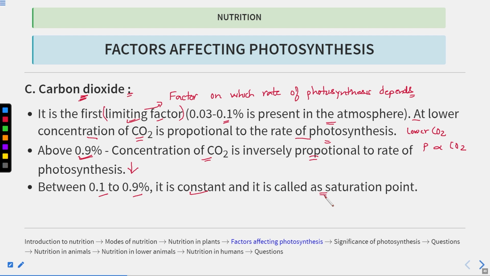Initially, when you increase the concentration of carbon dioxide, the rate of photosynthesis also increases. Then it becomes constant. That is known as the saturation point. Then further increase of carbon dioxide will lead to a decrease in the rate of photosynthesis. Now, what is the saturation point? The concentration of carbon dioxide at which there is no further increase in photosynthesis is known as the saturation point.